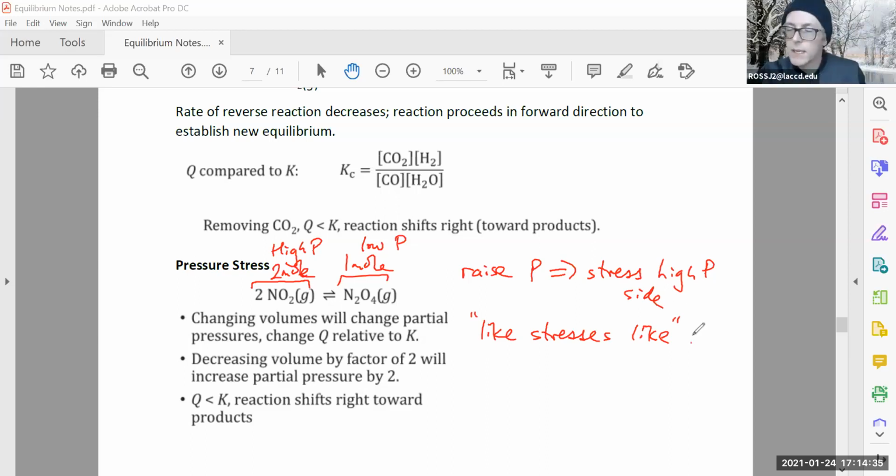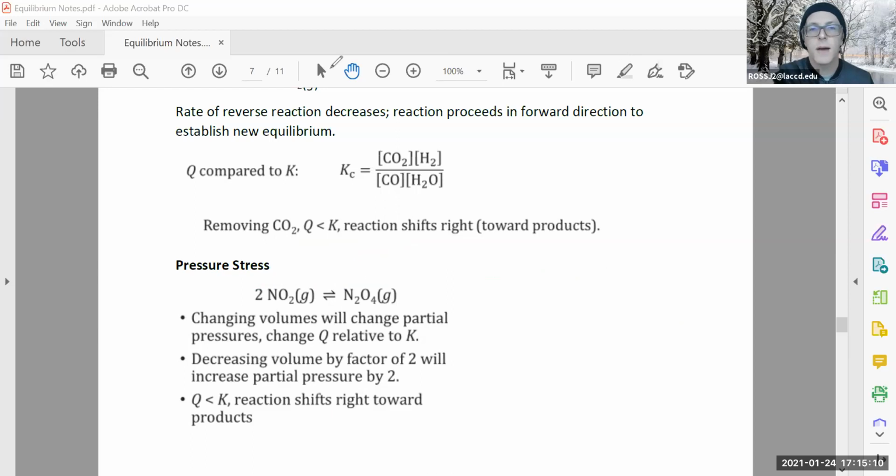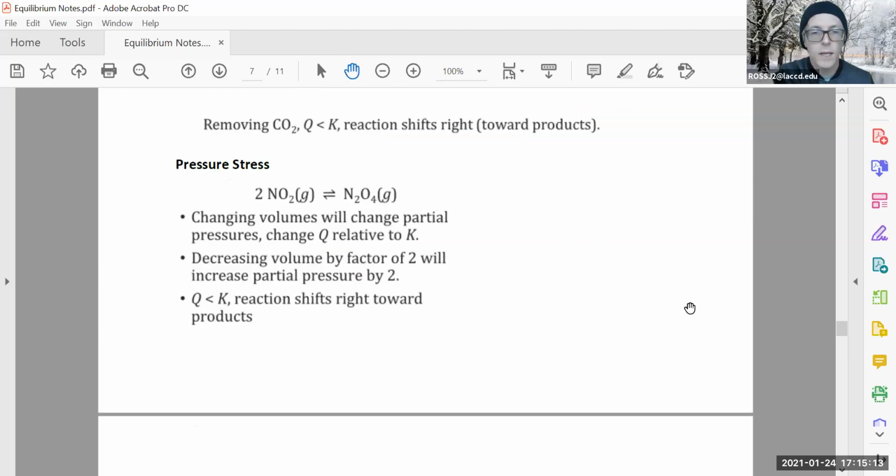And what I mean by like stresses like, for example, on a cold day like in the wintry abyss that I'm in right now, on a cold day, the cold will stress you. On a hot day, heat will stress you. If you're under pressure, more pressure will stress you. So more pressure will stress the high pressure side, so we'll have a shift towards the right, as shown here. So you can pause the video and think about what I've just said a bit more than I have time to dwell in this video.